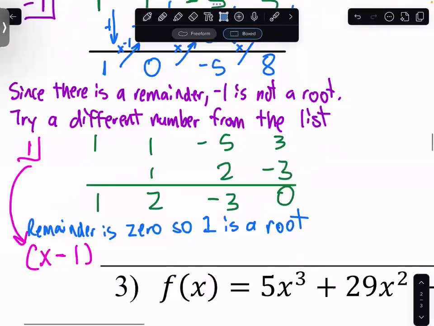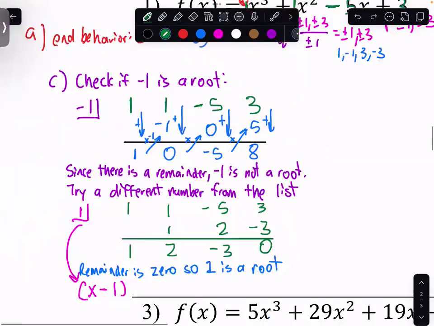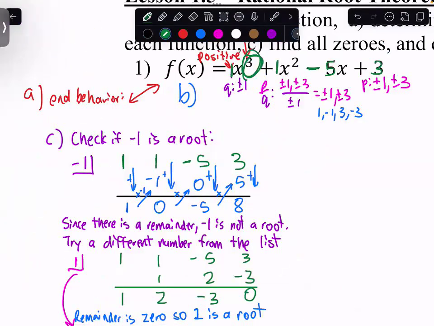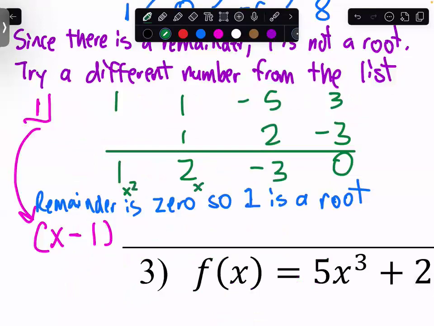Okay, and then now we want to take the bottom row and put the variables back in. We started with x to the third power. So when you successfully divide, it gets knocked down 1 degree. So the first term is now x to the second power. We've got 1x squared, positive 2x, so plus 2x. And then the constant is -3. There's no remainder, right? So we don't have a fraction.